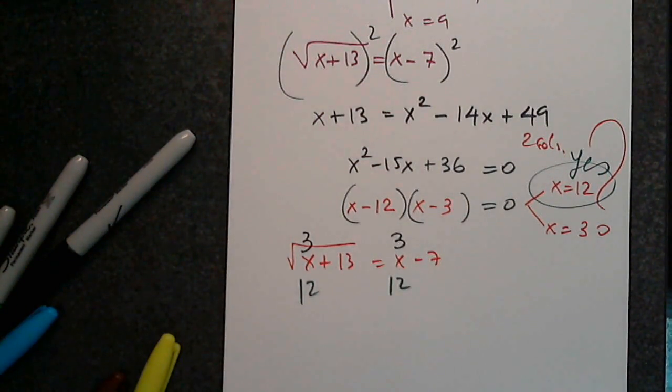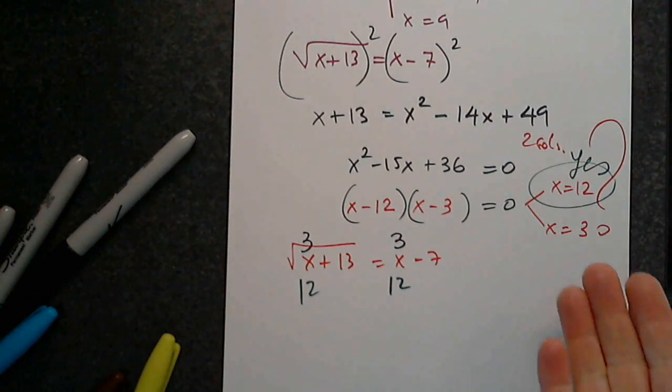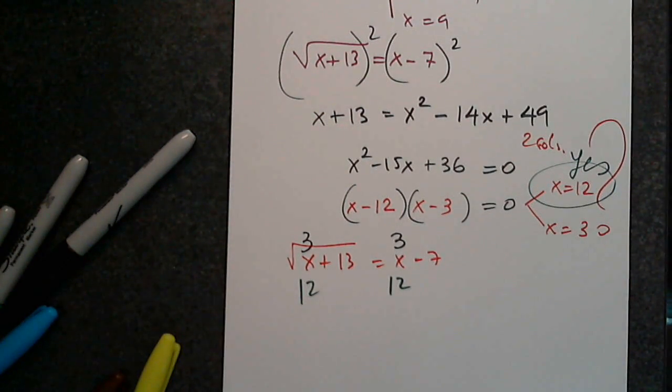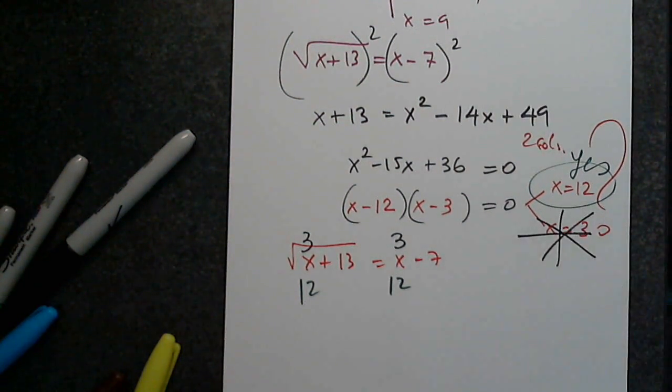3 plus 13. Square root of 16. The right-hand side is 3 minus 7. The left-hand side is 4. The right-hand side is? What do you say about x equals 3? No way. So the only solution is x equals 12.